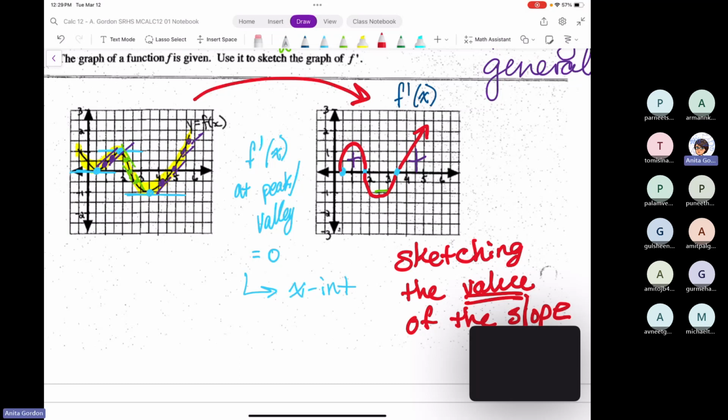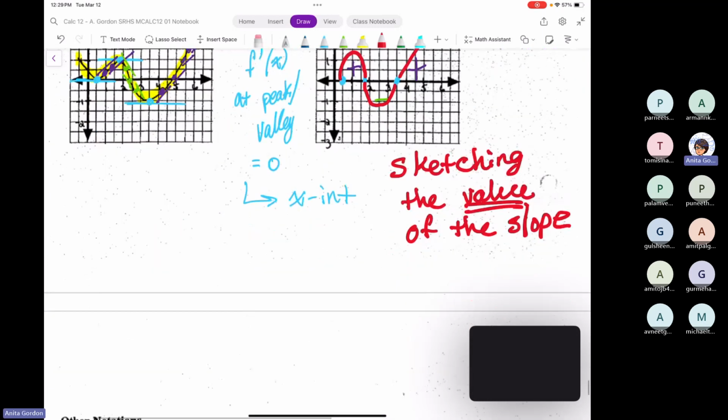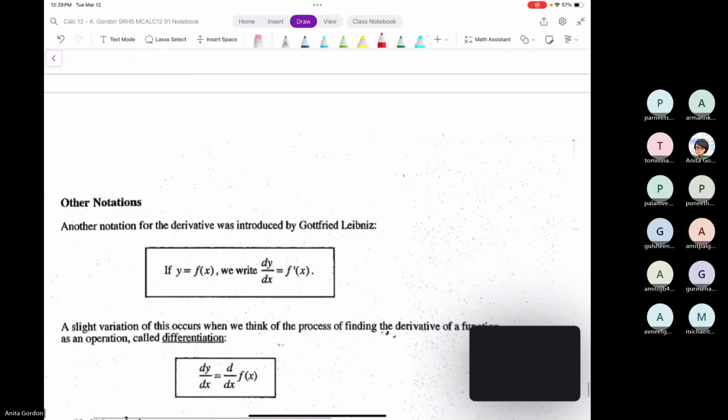Any questions about this? Do we understand this concept? Here's your test question. You need to be able to identify and sketch a graph from an original function. Okay, so example 4 is your test question.